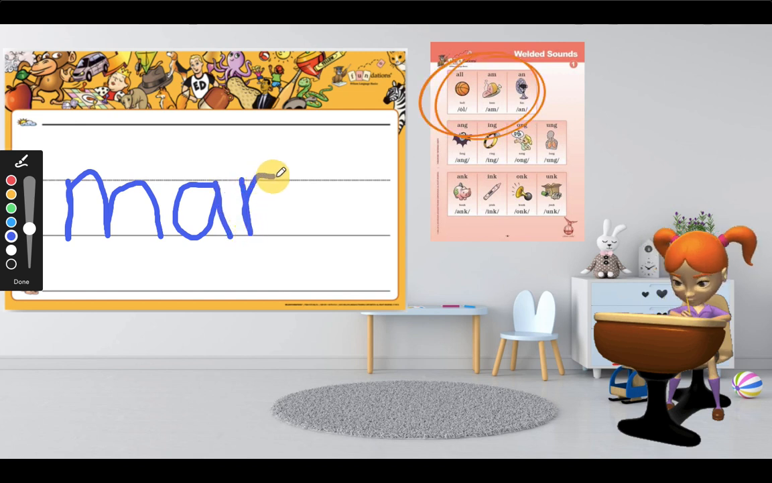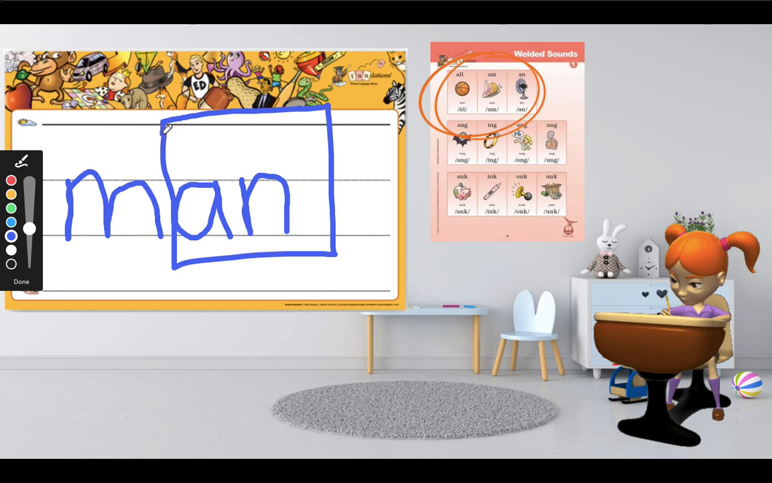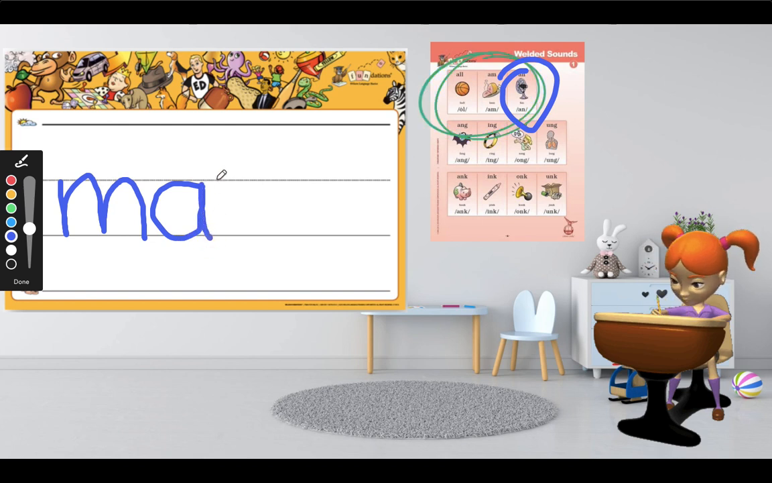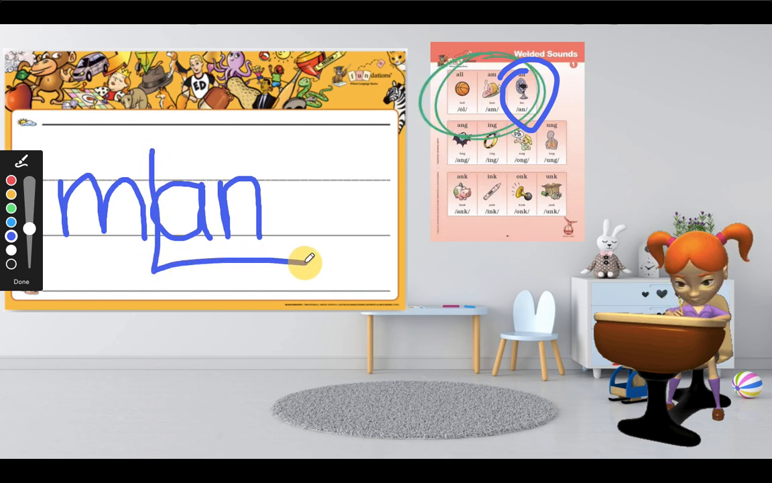Do you see a glued sound in this word? I hope so. Let's box that. The glued sound is an, A-N. That was our glued sound. A, N. Man.